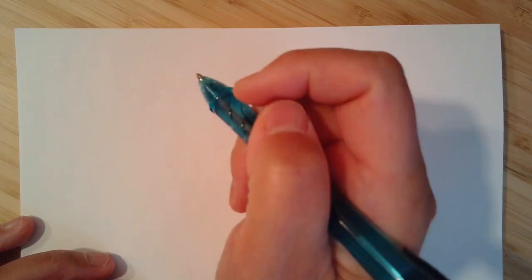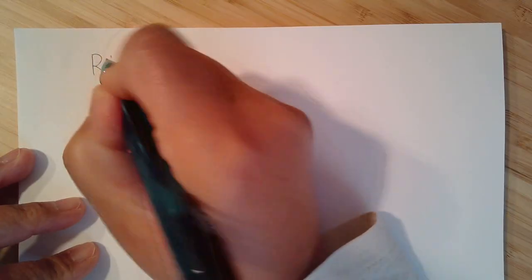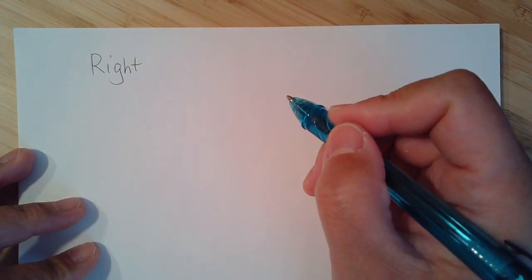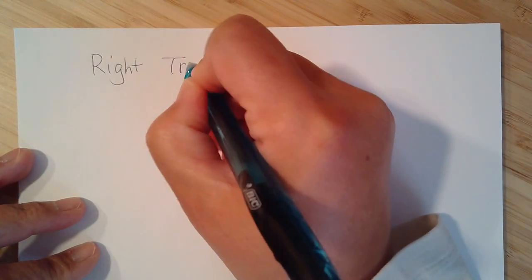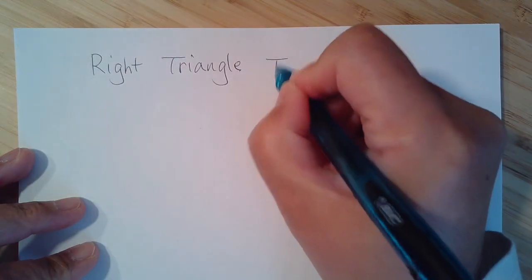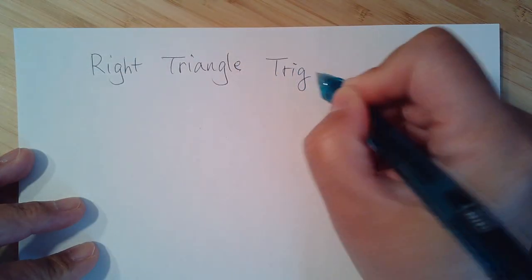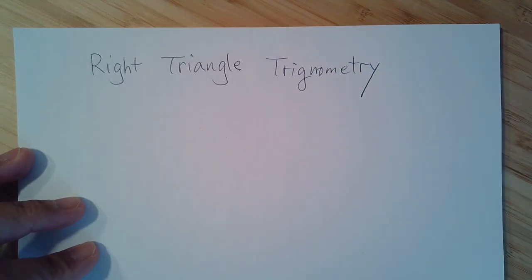After we talked about the angles, we talked about the right triangle. Today I want to use a right triangle to explain some trigonometric functions. Okay, so it's a right triangle. Trigonometry, that's what we're going to learn today.